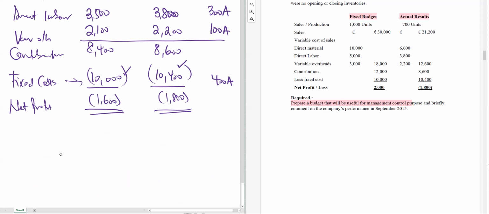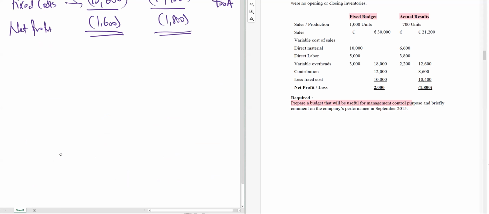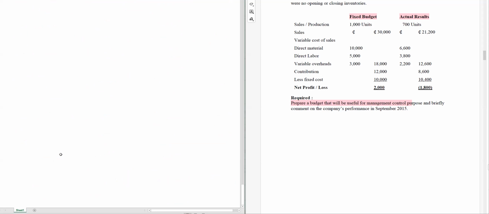Do you understand? Yes, sir. That is fine. So we'll solve this question again when we get to budgets, but I just wanted you to get cost behavior very well.